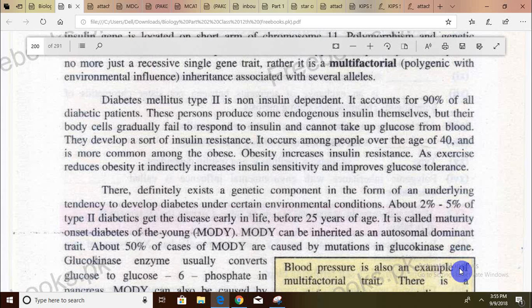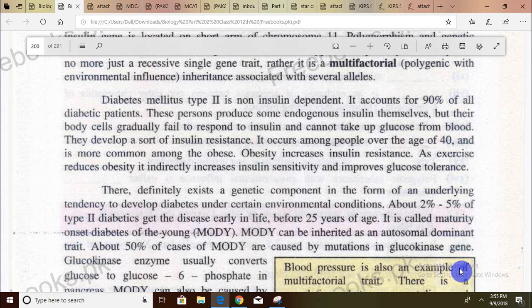And MODY can be inherited as an autosomal dominant trait. This is important, that autosomal part is easy enough. The fact that it is an autosomal dominant is interesting. And again, you might be confused because the inheritance of this particular trait is very complicated. There are variations, many variations.